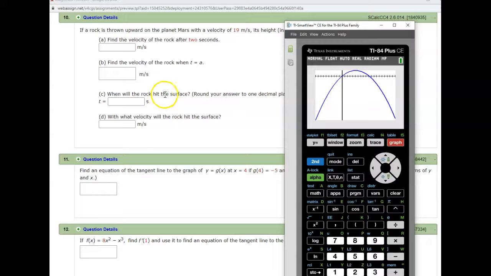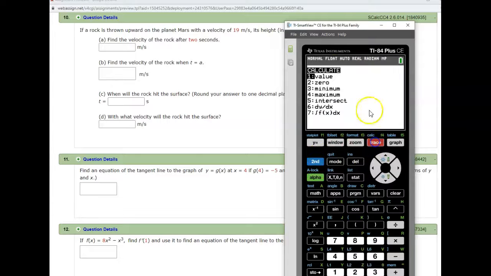Rock hits the surface means that the height from the surface is 0. So it started on the surface, it was thrown up, and it went really fast for a while, it slowed down, it stopped at the top, it sped back up, and it came back to the ground. So second calc, rock hits the surface at the 0.